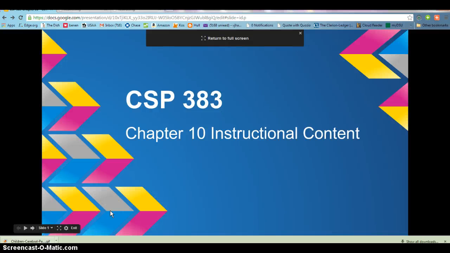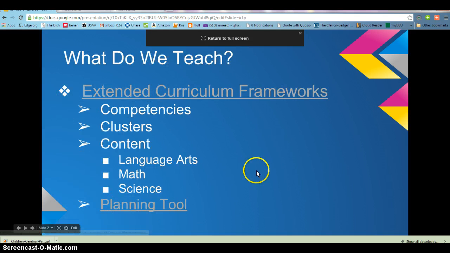Welcome to CSP 383, Chapter 10, Instructional Content. In the last chapter, we talked about assessment, and we said that we have what we call functional assessment, and then we have alternate assessment. The alternate assessment is based on what Mississippi calls the extended curriculum framework.